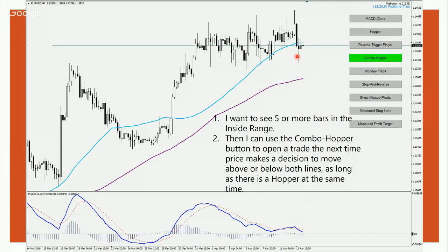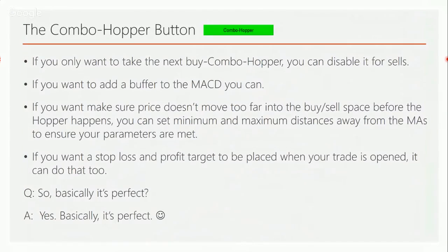And so I use the combo hopper button to open the trade the next time price makes a decision to move above or below both lines, as long as there's a hopper within a couple of bars at the same time. So this is just an example of the program that I'm going to be telling you more about through this series. The combo hopper button is the button we're talking about tonight. If you only want to take the next buy combo hopper, you can actually disable it for sells, or vice versa. You have lots of control with this particular program.